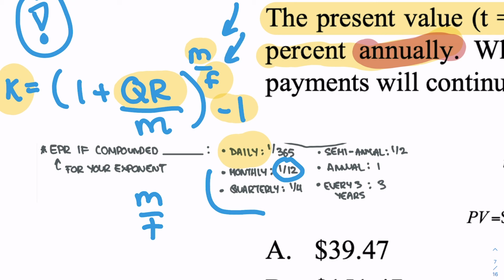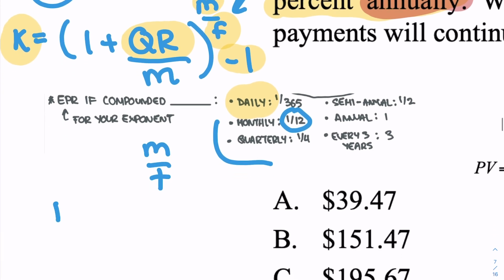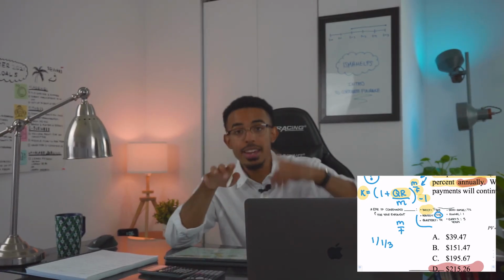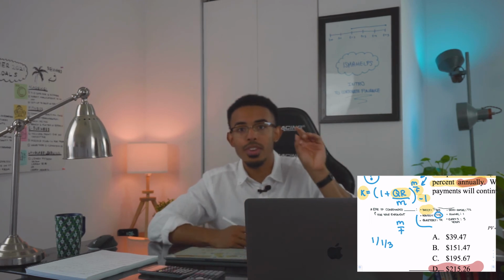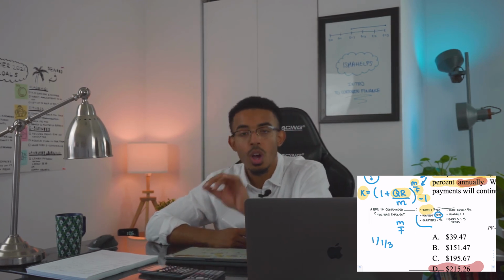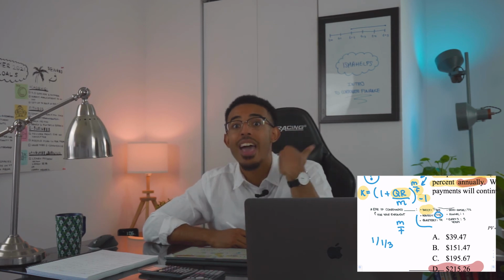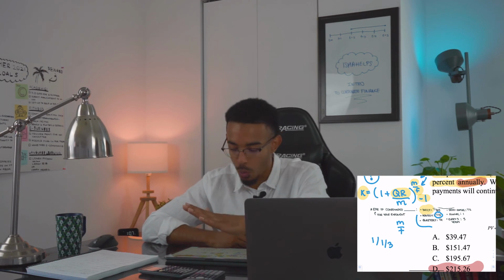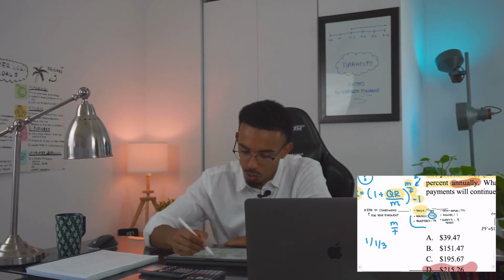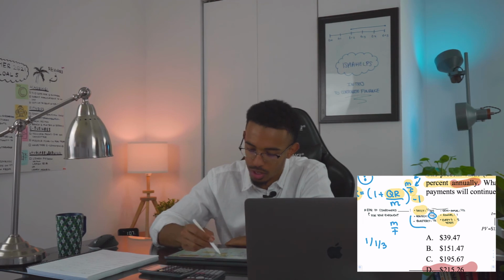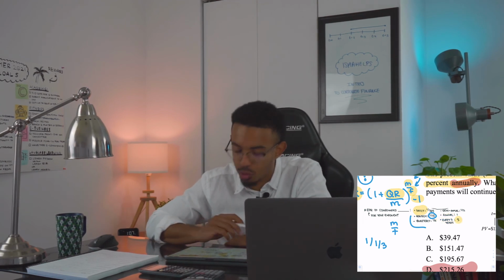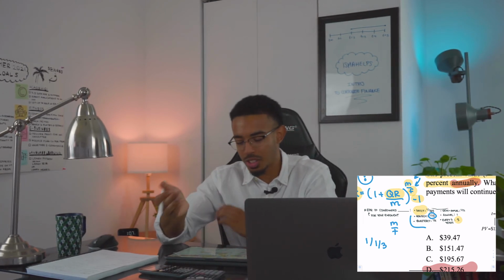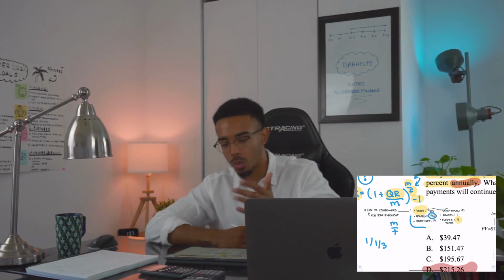But we had something really interesting. We had 1 over 3. The reason is that in that 1 year, we don't even have one compounding period. We only have one compounding period every 3 years, which is why we have 1 over 3. At the end, as you can see in our formula, we're going to have 3, okay? Because 1 over 1 over 3 essentially gives us 3.